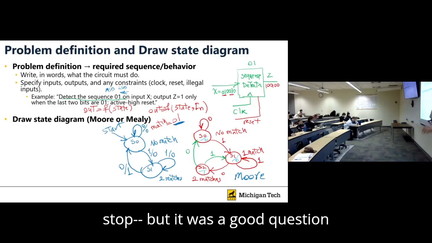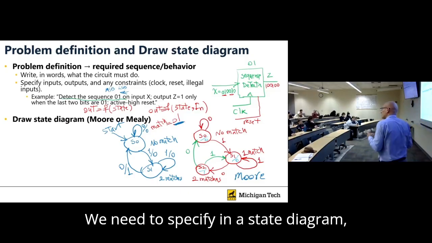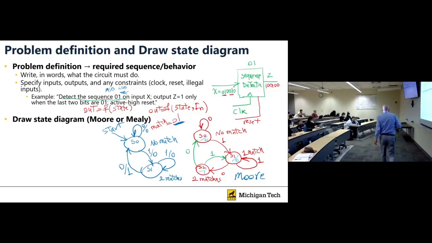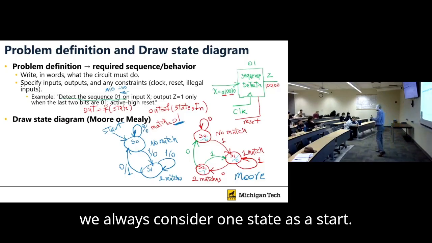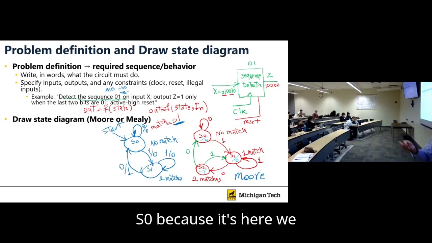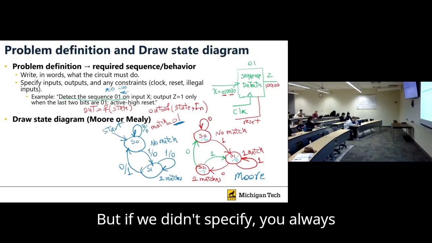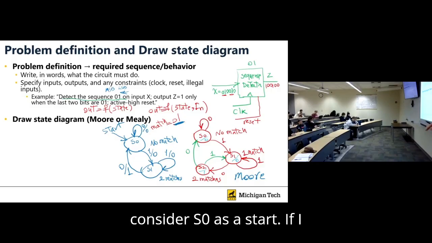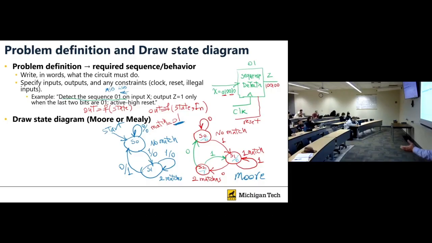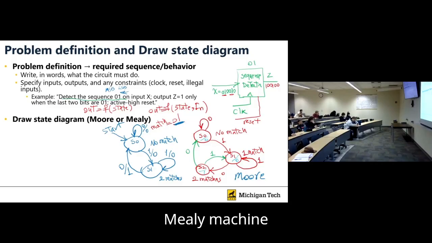It was a good question because yes, where we start, we need to specify start. In a state diagram, we always consider one state as a start. So a start can be S0. But if we didn't specify, you always consider S0 as a start. If I don't mention anything about it, S0 is a start. Okay, so in this case, this is a Mealy machine.